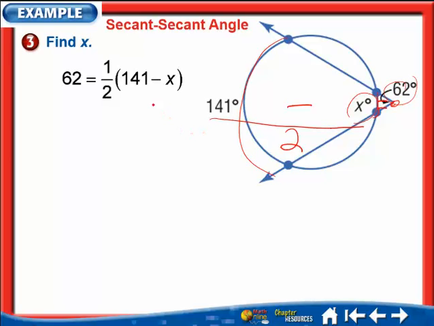Okay, but now you got to remember your algebra. If I want to get rid of this half here, remember, this is like divided by 2. What's the opposite of dividing by 2? It would be multiplying by 2. So I need to multiply both sides by 2. That gets rid of this 1/2 here. So what I'm left with is 2 times 62, which is 124. And then whatever was left here in parentheses, because I just got rid of that 1/2.